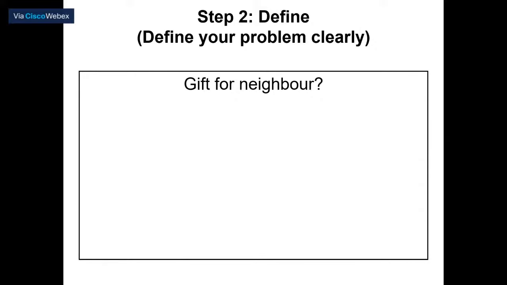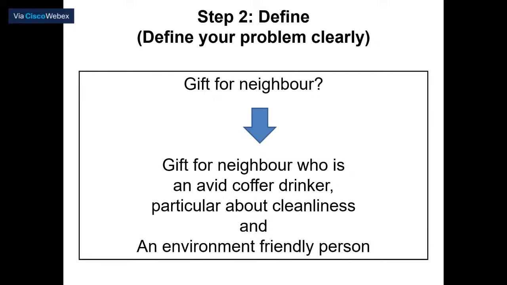You started with a gift for a neighbor, for which the solutions are in the millions. You came up with a more crisper problem, saying, what should be the gift for a neighbor who is an avid coffee drinker and particular about cleanliness and an environmentally friendly person? So going from understanding a problem and empathizing, what it leads to is defining the problem more clearly.